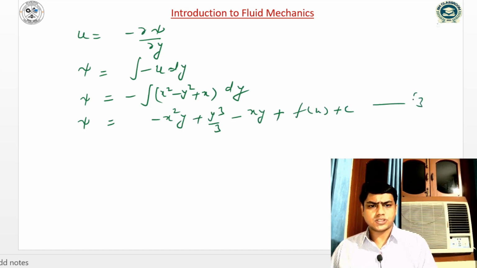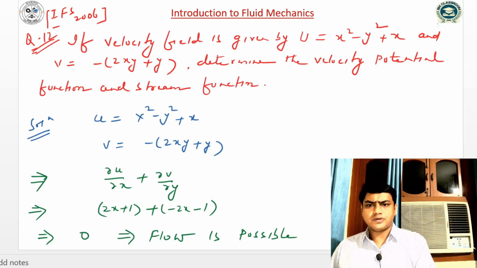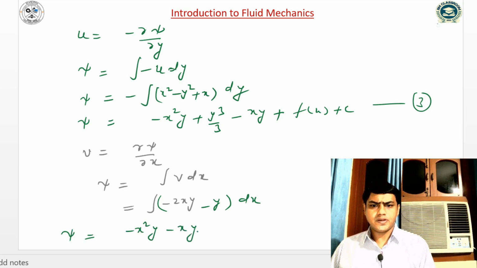c. Let us assume this is equation number 3, and once again we can write v is equal to del psi by del x. So psi can be written as v into dx. Velocity v component is minus twice xy minus y. So minus twice xy minus y into dx. So psi can be written as minus x square y minus xy plus fy plus some constant. This is equation number 4.